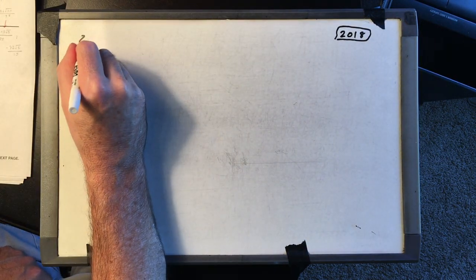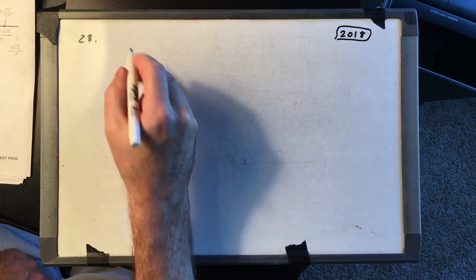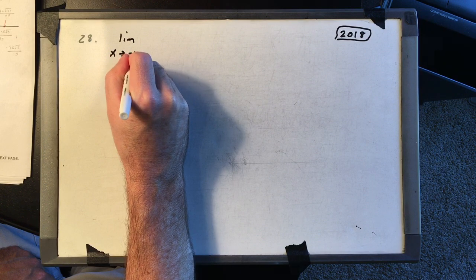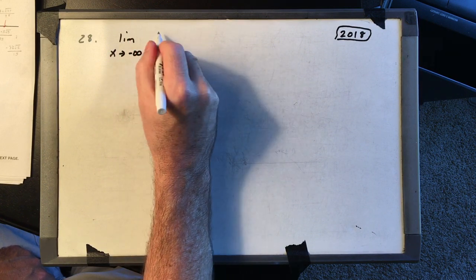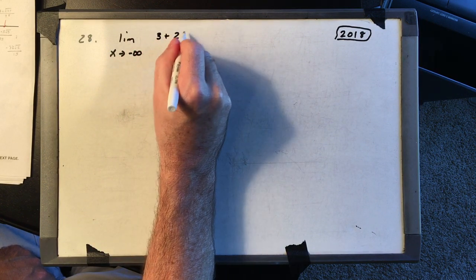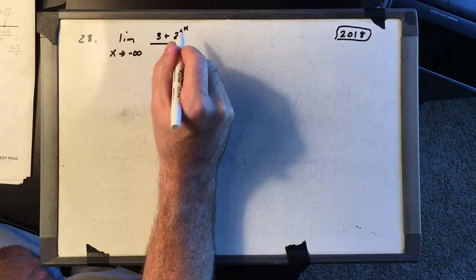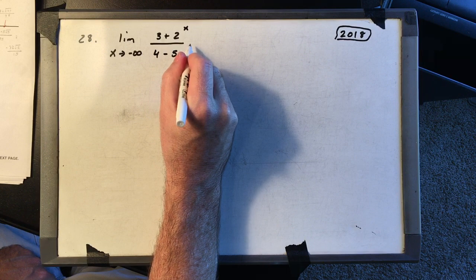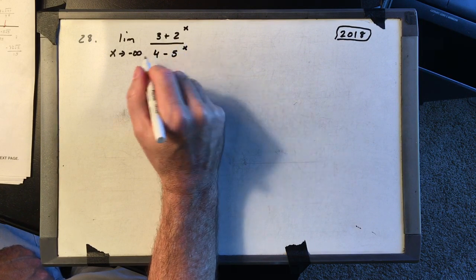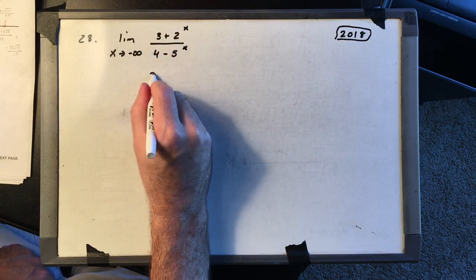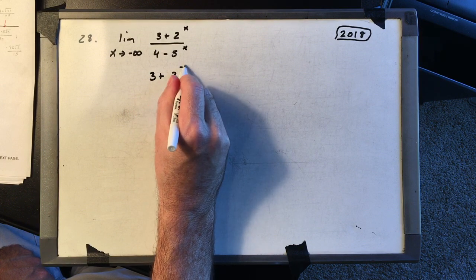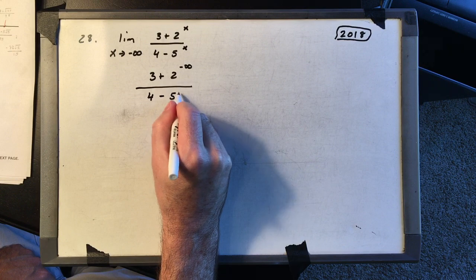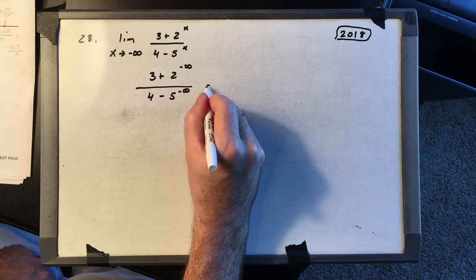Number 28. It says the limit as x approaches negative infinity of (3 plus 2 to the x) over (4 minus 5 to the x). Let's go ahead and plug in negative infinity. That's 3 plus 2 to the minus infinity over 4 minus 5 to the minus infinity.